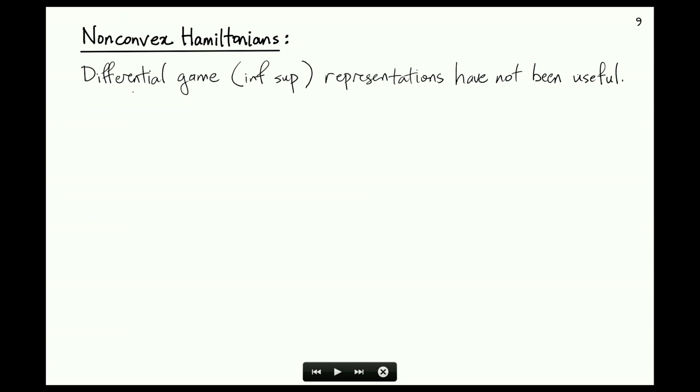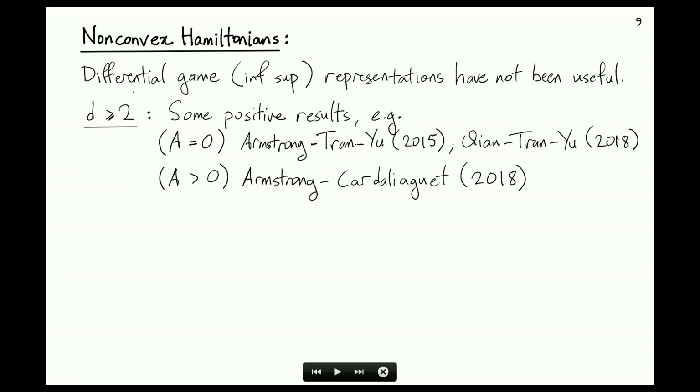Now, I want to focus on non-convex Hamiltonians. Of course, in this case you do have a differential game representation for the solution, but so far, as far as I know, I don't think it has been put to any good use to prove homogenization. In dimension greater or equal to 2, there are some positive results, meaning that homogenization has been established in certain cases where the Hamiltonian is not convex but has certain structural properties, maybe radial symmetry, where it has bumps with a certain profile. In that case it works, but if you change it a little bit, the proof doesn't go through.